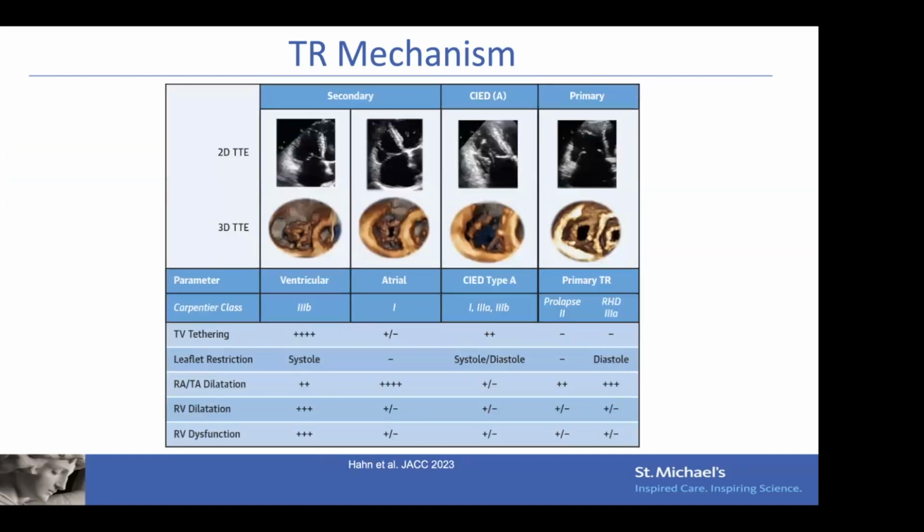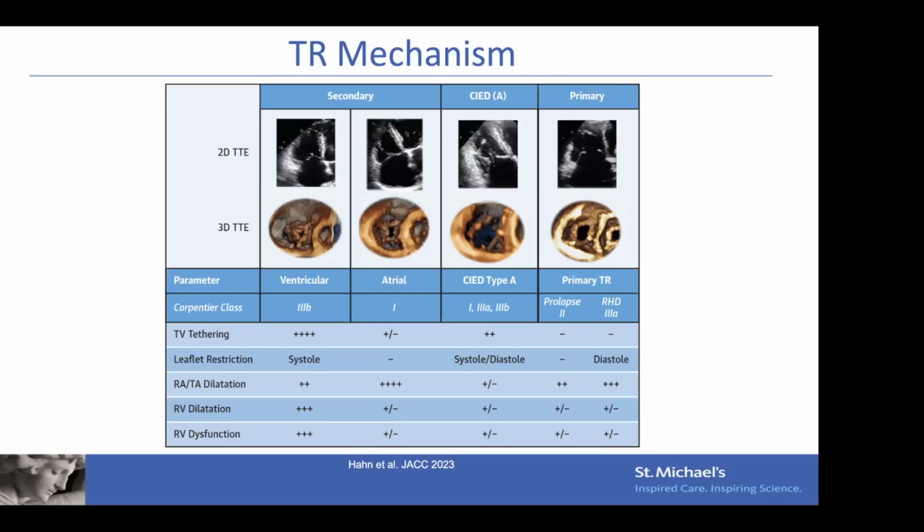So how do we then distinguish these different types? Well, as mentioned, primary TR is dominated by pathology in the leaflets itself. This can be excessive motion of the leaflets, prolapse, flail, but can also be very restricted motion, for instance, due to carcinoid or rheumatic heart disease or radiation. Or it can even be destruction of the leaflet, for instance, perforation in the case of endocarditis.